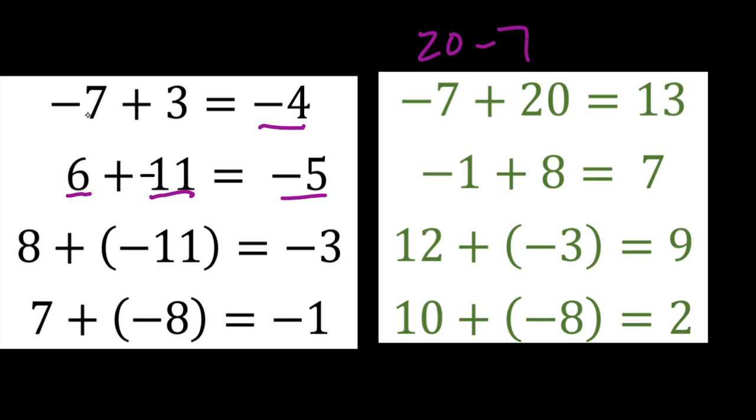Over here, we have negative 7 plus 3. Since this has a higher absolute value, our answer is going to be negative, but we're still going to take 7 minus 3 to find 4. But we're going to keep the negative because our higher absolute value is the negative.